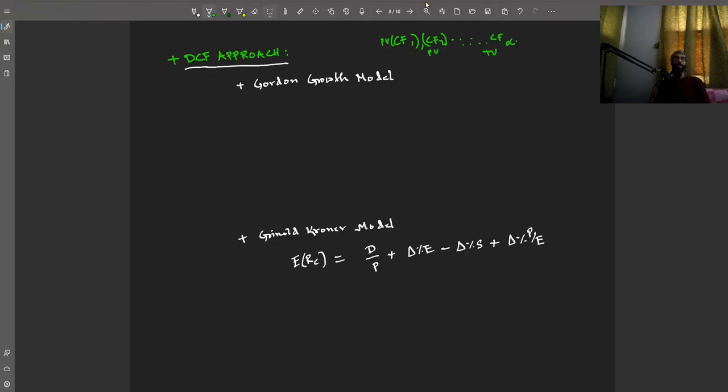Now all this hassle becomes much easier if you have a stable growth rate and you know that growth rate will be lasting perpetually. And when this is the case, you can apply something called the Gordon growth model. Now the Gordon growth model gives you an idea of value with respect to earnings yields or dividend yields on equity.